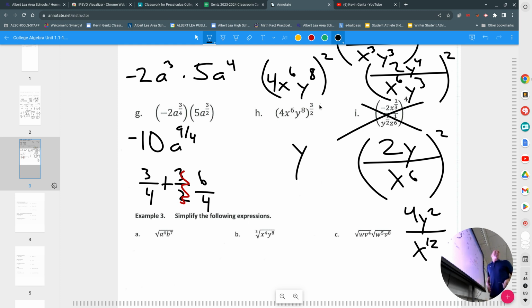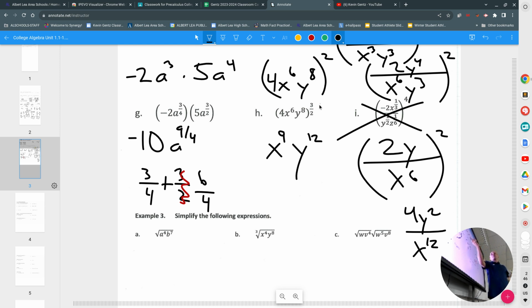So let's multiply these exponents. 8 times 3/2. If you're multiplying by a fraction, easy. Multiply by the top, divide by the bottom. 8 times 3 is 24, divided by 2 is 12. And then 6, you can do the opposite too. You can divide by the bottom and then multiply by the top. 6 divided by 2 is 3, multiplied by 3 is 9. But then we got this tough part right here.